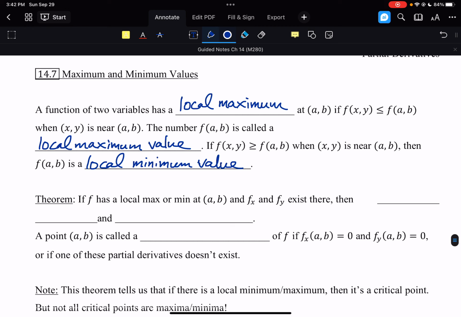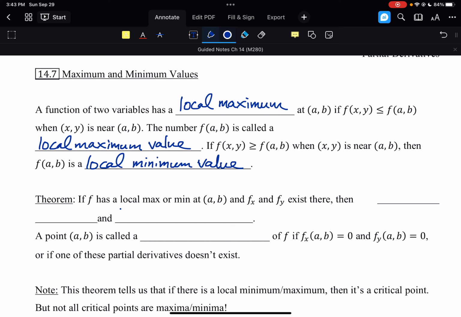Now, if you recall from Calc 1, when you learn how to find maximum and minimum values for a single variable function, we need to take the derivative, set it equal to 0, and find those critical points, those critical values or critical numbers, depending on how you learned it. It's going to be a similar concept here.